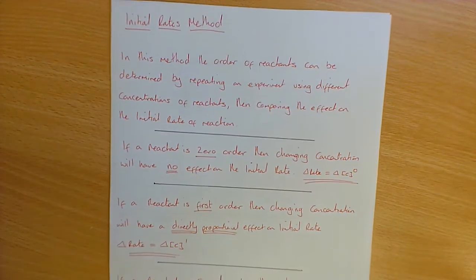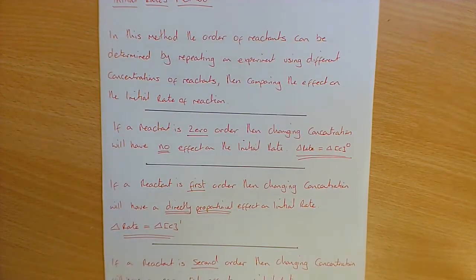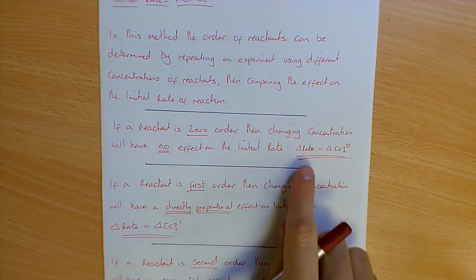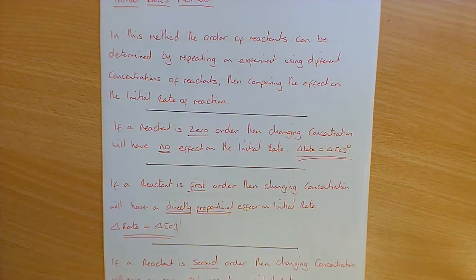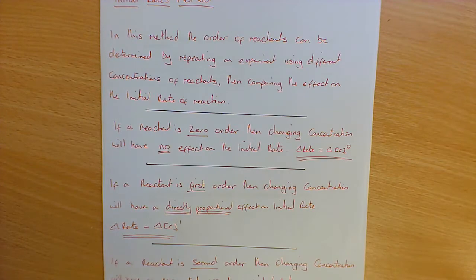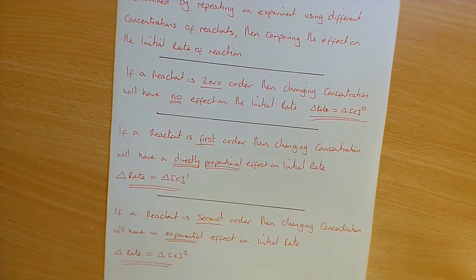So again, just to reiterate, if a reactant is zero order, then changing its concentration will have no effect on the initial rate. So the change in rate is equal to the change in concentration to the power 0, which essentially makes it 1, so the rate doesn't change. If a reactant is first order, then changing the concentration will have a directly proportional effect on the initial rate, so change in rate will be proportional to the change in concentration. So if you double the concentration, you'll double the rate. If you halve the concentration, you will halve the rate.